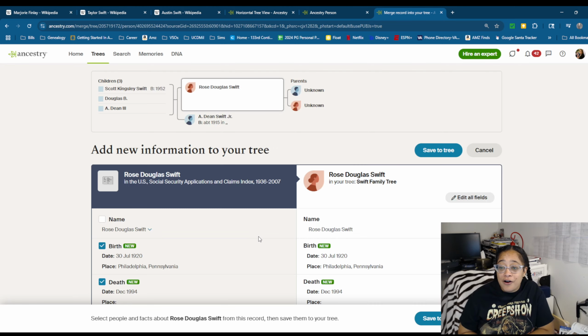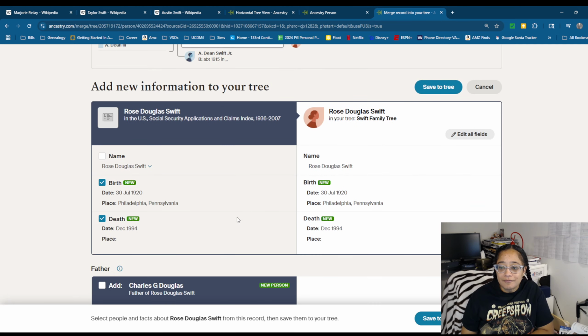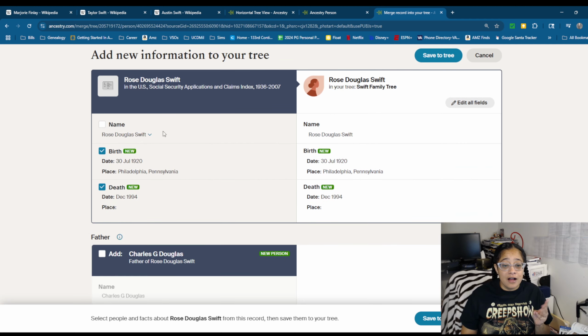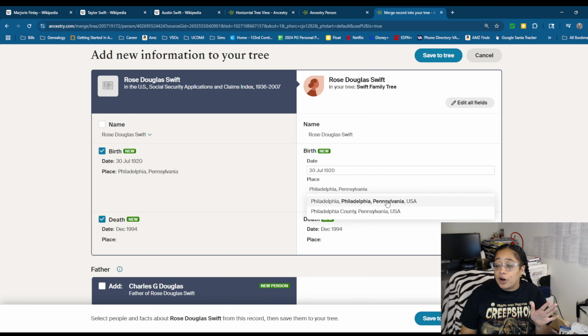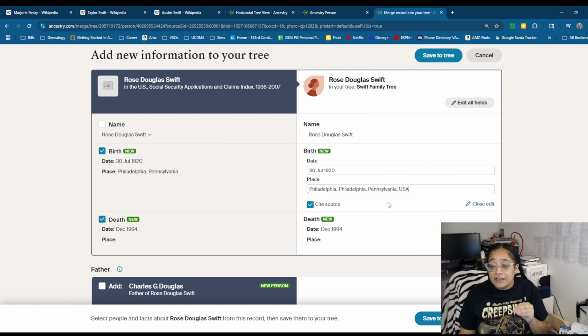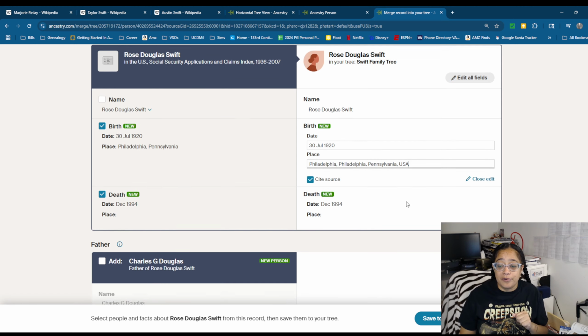Okay, so here we go. So we have Rose Douglas Swift because after she married, that was the legal name she was using. It's not a change from what I have in there now, so I'm not going to click the box. 30 July 1920, so happy to have her date of birth now and place. So I'm going to go ahead and click the pencil. We want all the information. We know Philadelphia is in Philadelphia County, so we're going to approve that.